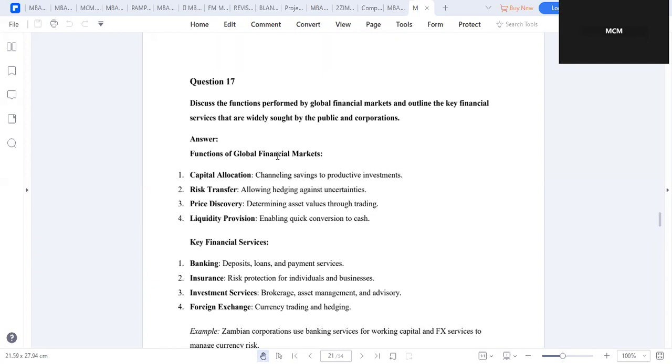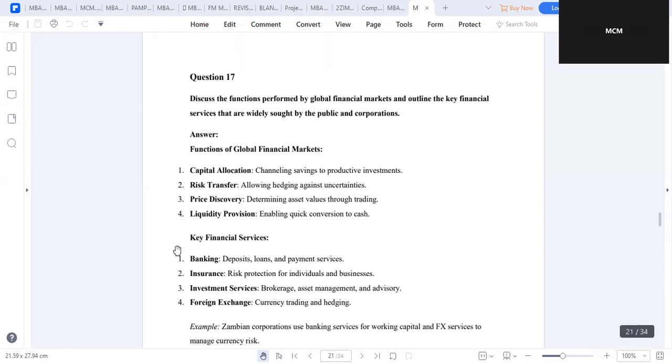So we'll discuss the functions performed by the global financial markets and outline the key financial services. There are many functions that the global financial markets play. Number one, capital allocation, used to channel savings to productive investment. Risk transfer, to allow hedging against certain uncertainties. Price discovery: the financial markets will determine asset values through trading. And liquidity provision: they will enable quick conversion into cash.